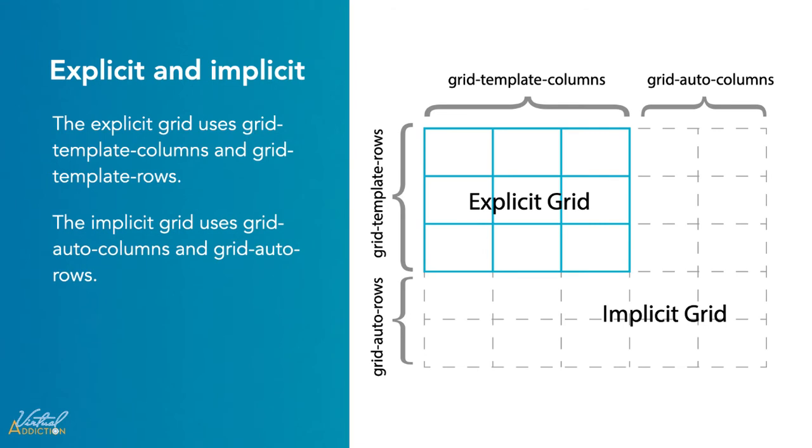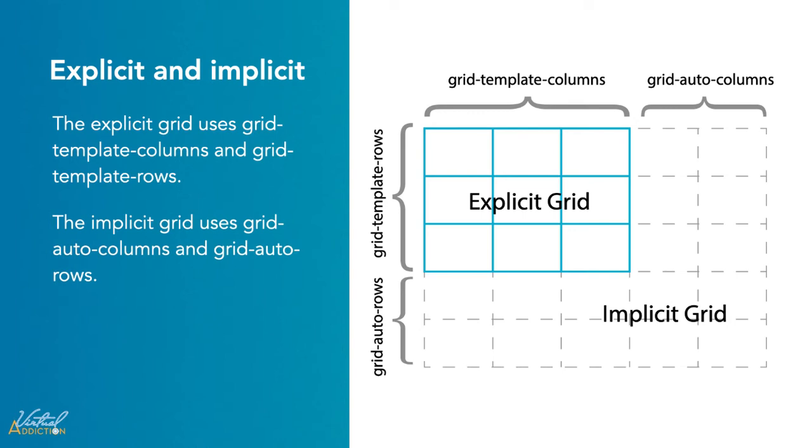So the explicit grid uses grid-template-rows and grid-template-columns. The implicit grid can use grid-auto-rows and grid-auto-columns. Let me show you what happens when we actually make the explicit and implicit rows all the same height.